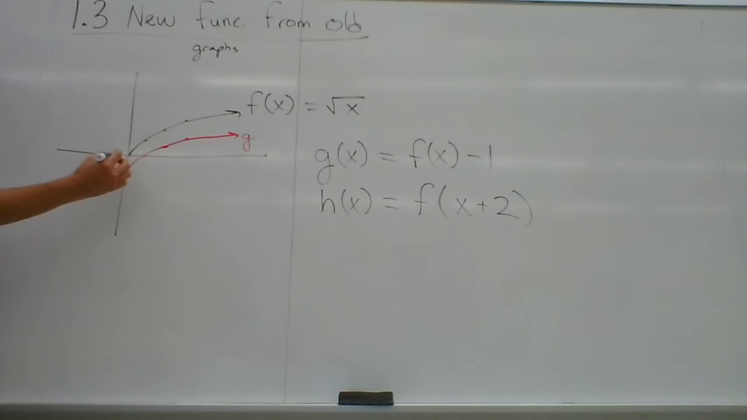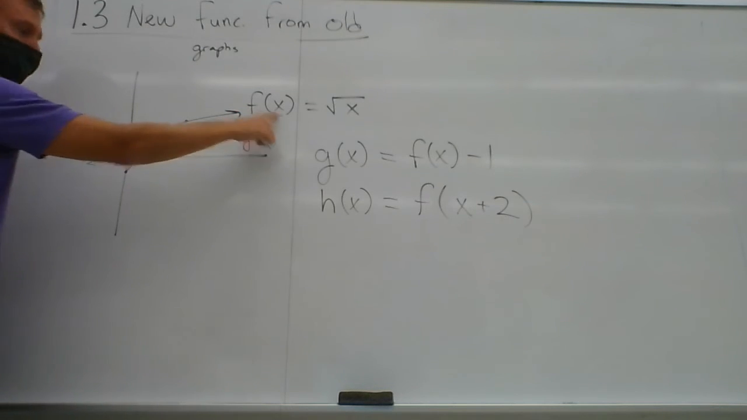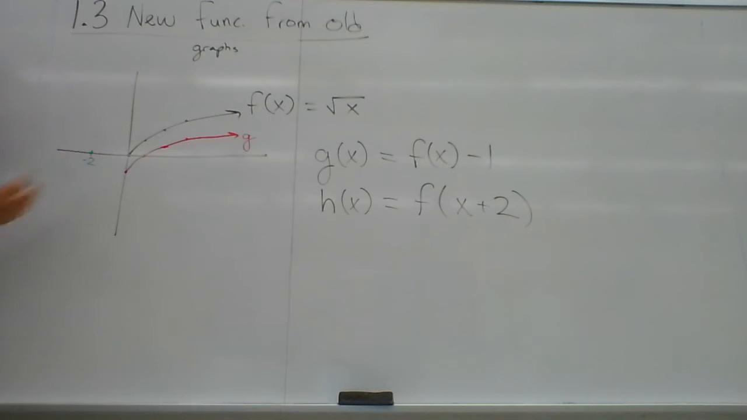So the old 0, right, used to be right here. But what number now corresponds to this same point? Well, it's -2. We plugged in -2, that's going to give us the exact same thing that our original function gave us at 0, which is 0. So everything gets moved to the left 2 points. So this point moved left 2, this point moved left 2, this point moved left 2, things like that. Right? That's h.